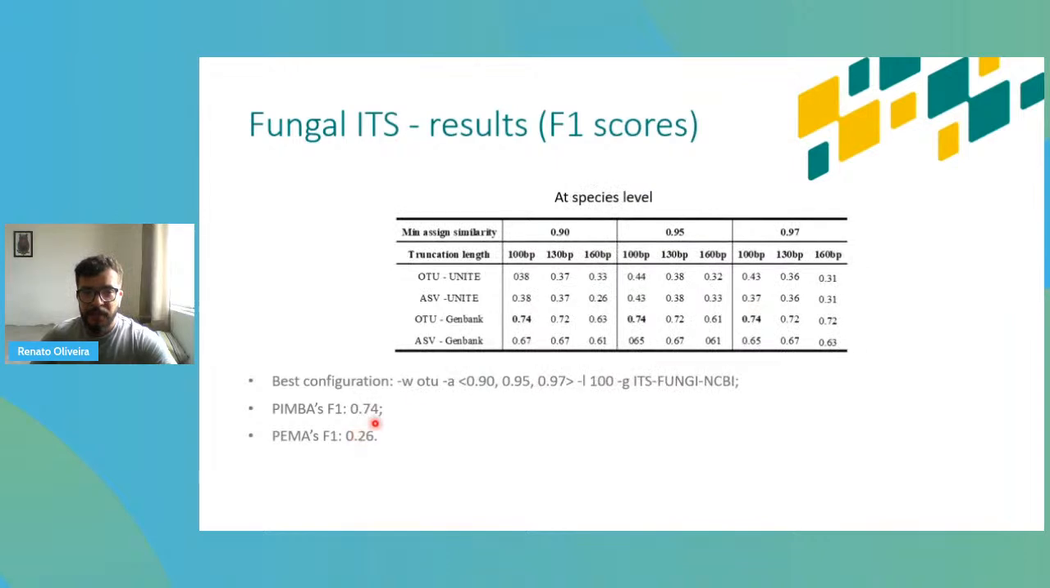At the species level, the best configuration was using the OTU strategy with the GenBank database and a truncation length of 100 base pairs, in any assignment similarity. With this configuration, we obtained an F1 score of 74% against 26% for PEMA.